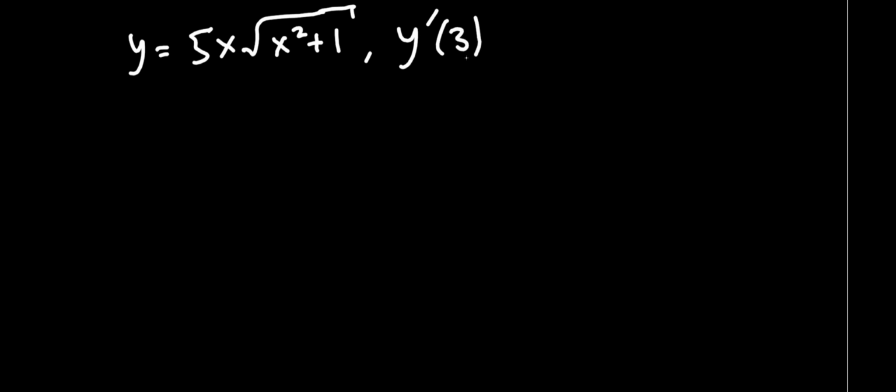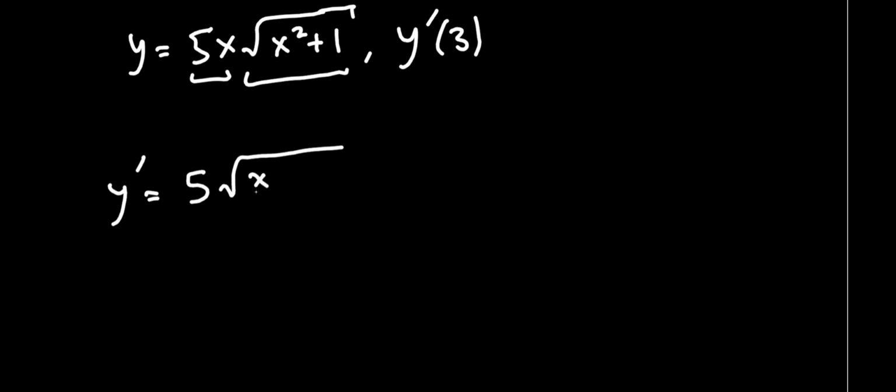So for this problem, this is going to use a combination of product rule and chain rule. So here we have our two terms: we have a 5x and we have a root x squared plus 1. To take the derivative, we're going to have to use the product rule. And remember that the product rule is the derivative of the first, which is 5, you keep the second, and then what you do is you add 5x times the derivative of the second one.